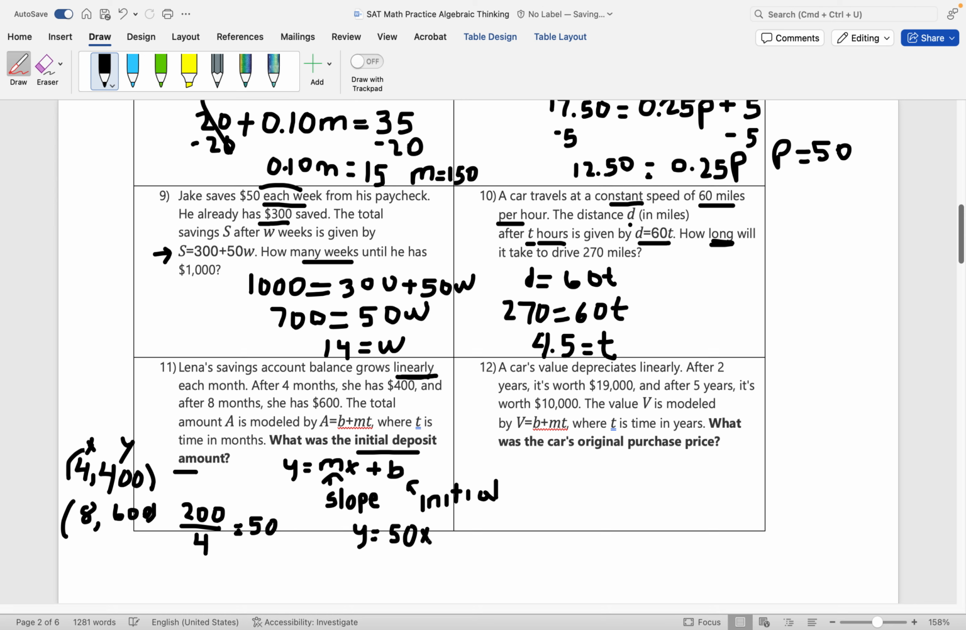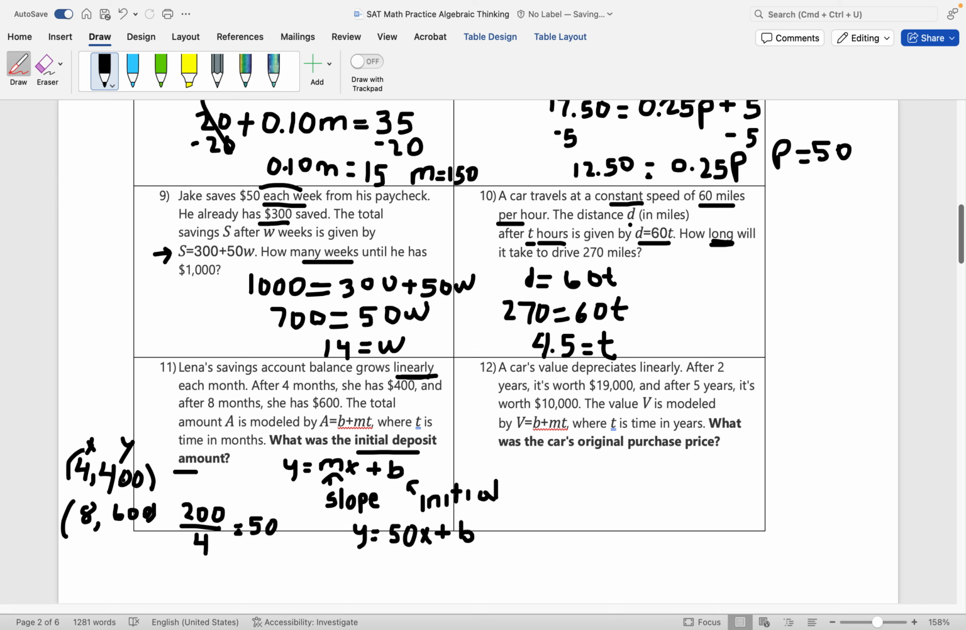Remember the question, we need to find B. Now in order to find B, you're going to take one of these points, it doesn't matter which one, substitute the X and the Y, and that will give you B. Any of the points will work. So I'm going to use the first one.